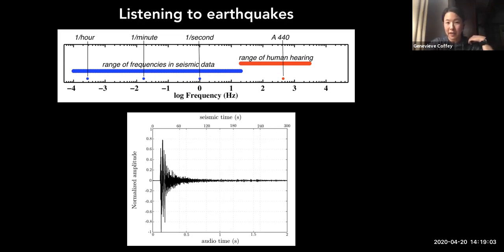One way we can get around that is to take that seismic data and squish it down, increasing its frequency. That's what we're showing here. We've taken a seismic trace, which might be on the order of an hour or so long, and squished it down to a few seconds so that we can actually hear it. I'll move on to the next slide and you'll hear what that sounds like.